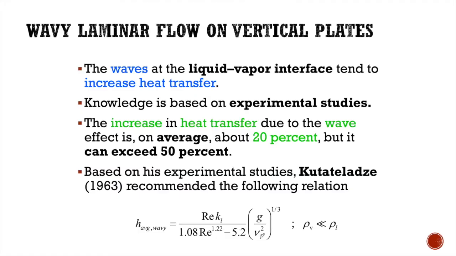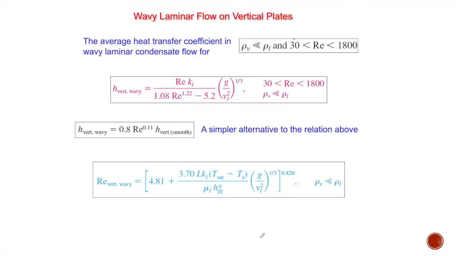Now we go to the wavy lamina flow. The equation that will be used for the wavy lamina will be here, this one. H vertical wavy equals Reynolds number KL over 1.08 Reynolds number power of 1.22 minus 5.2, G over VL square, 1 over 3. So in order for you to determine what is the Reynolds number, you have to substitute into this equation.